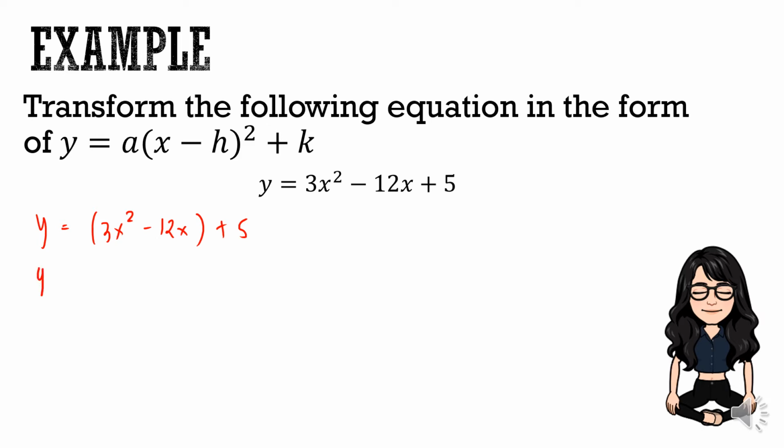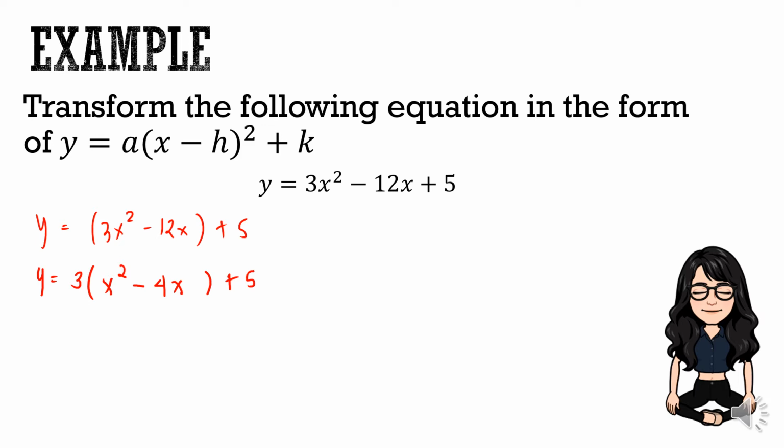So we have y equals, just put outside the parentheses the common factor, which is 3, times 3x squared divided by 3, so 3 will be cancelled out. What is left is x squared. Then we have minus 12x divided by 3. So 12 divided by 3, we have 4, and copy the variable x, plus 5.